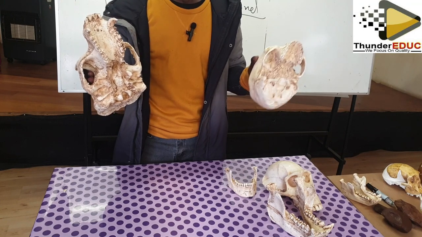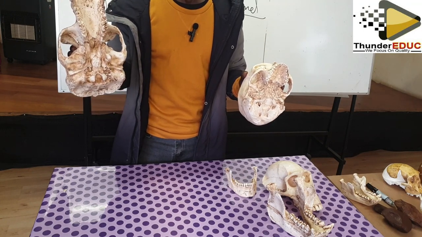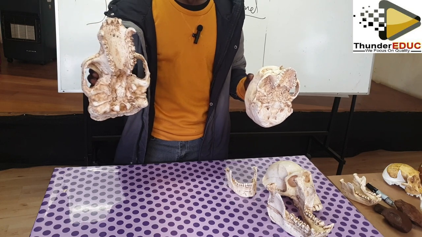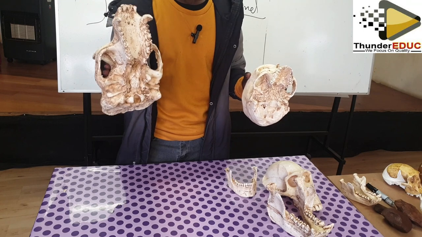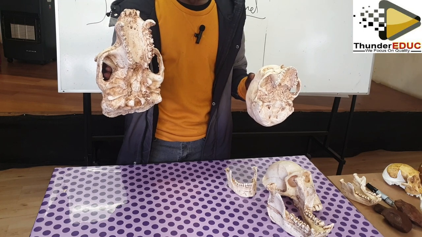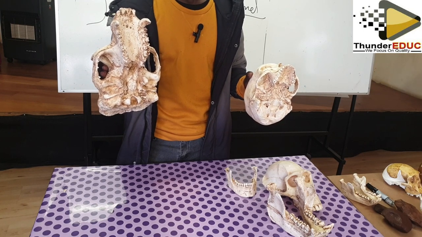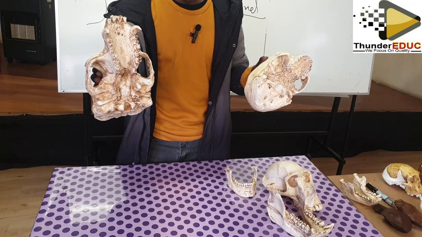What are they feeding on? A, what are they feeding on? Flesh, to be able to tear through the skin. Why are you saying that this is flesh? The canines are larger, so they're able to tear through the skin. And then there's more plants.